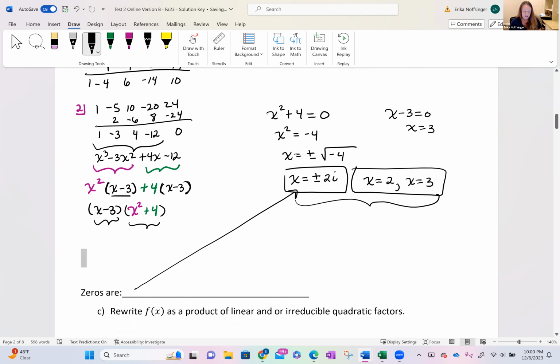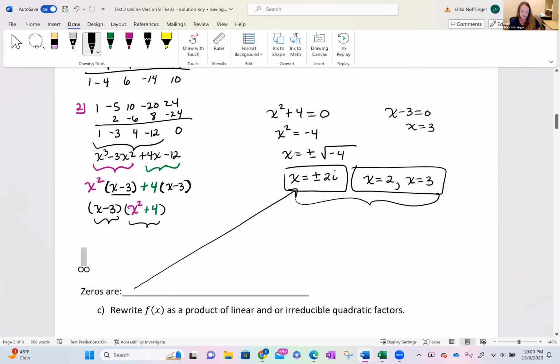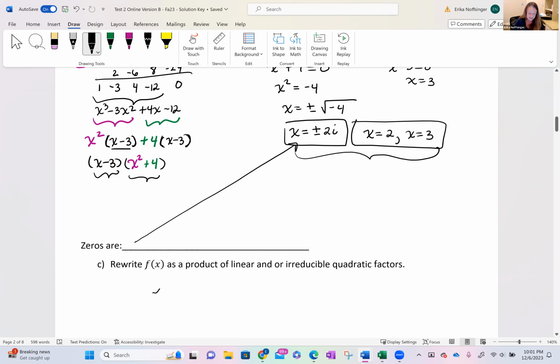So the next piece of the question asked us to rewrite the f of x as a product of linear and/or irreducible quadratic factors. Our irreducible quadratic factors are the factors where they're quadratic and they don't have real numbers as solutions. And we saw that x equals plus or minus 2i for the quadratic factor of x squared plus 4. So we're going to leave that as a quadratic factor. Our f of x value then is equal to x minus 2 all times x minus 3 all times x squared plus 4.